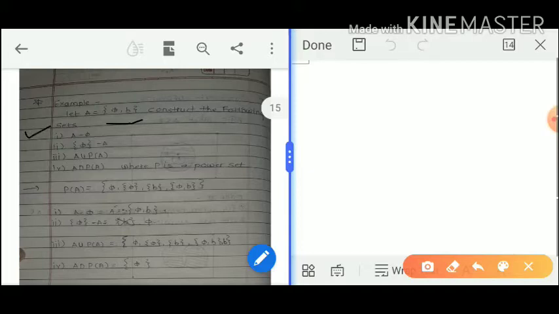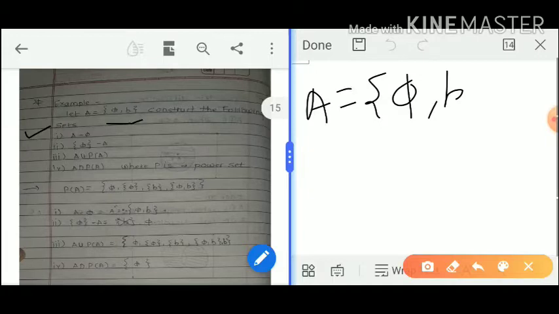First question, A minus phi. So here set A contains phi comma B. There are two elements in set A. Okay. Next, here it asks for A minus phi. Phi is a null set. Here phi is not an element, it is a null set.